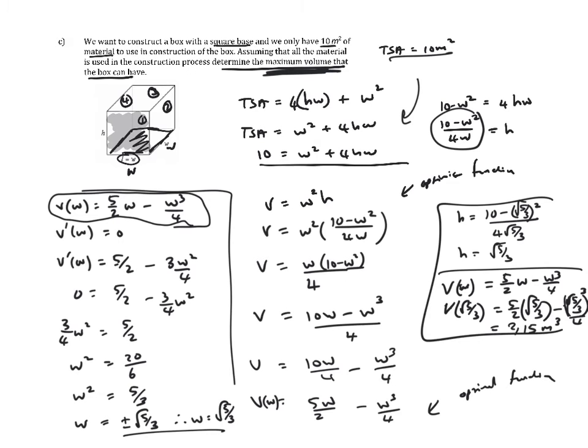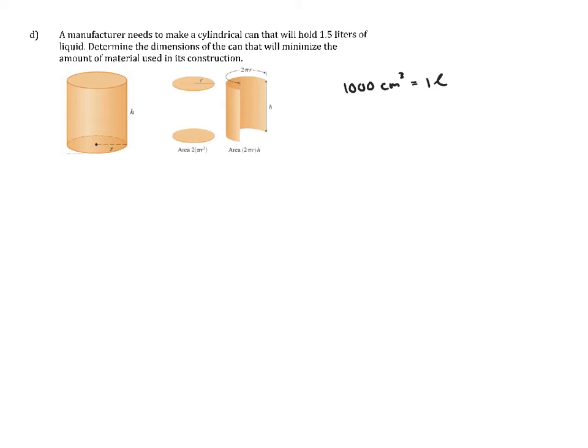Alright, so for this question here, D, there's only one thing that I'm not sure if you guys know: 1,000 cubic centimeters is equivalent to 1 liter.